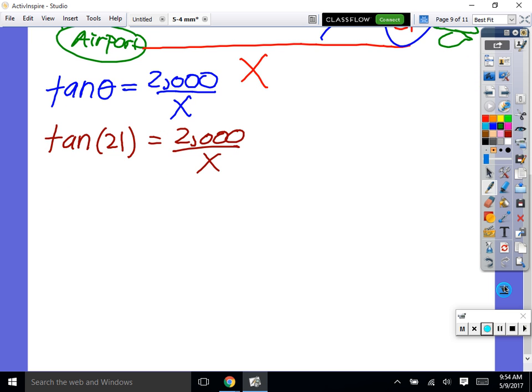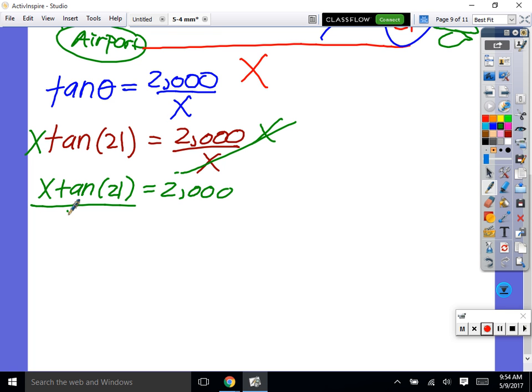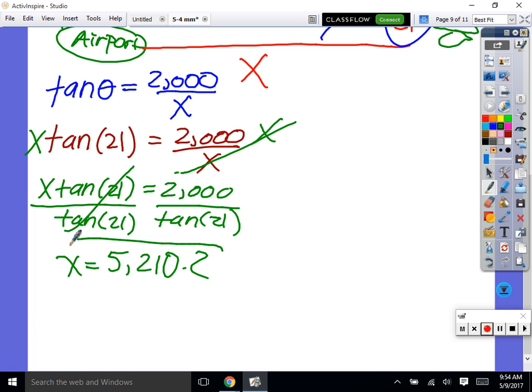What should I do? Good, multiply both sides by x. So that divides out, and we have x tangent of 21 equals 2,000. And then you say, my goal is to solve for x. What should I do next? Divide by tangent of 21. Now look, they divide out, and isn't x alone? Now type it in: 2,000 divided by tangent of 21. Okay, cool. Pretty simple. That's how much horizontal distance there is.